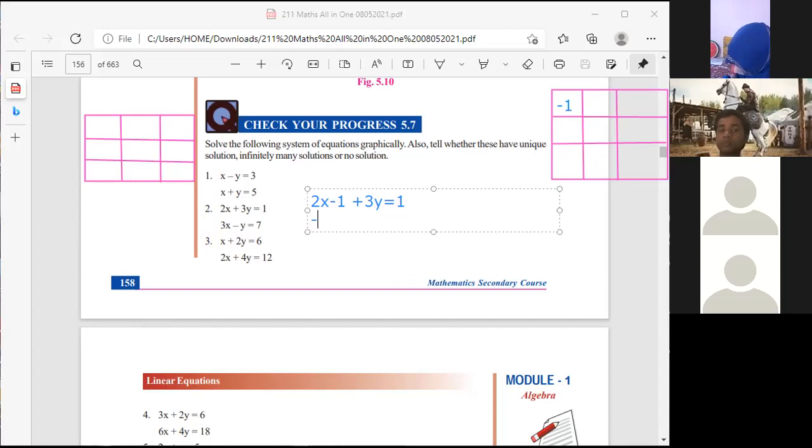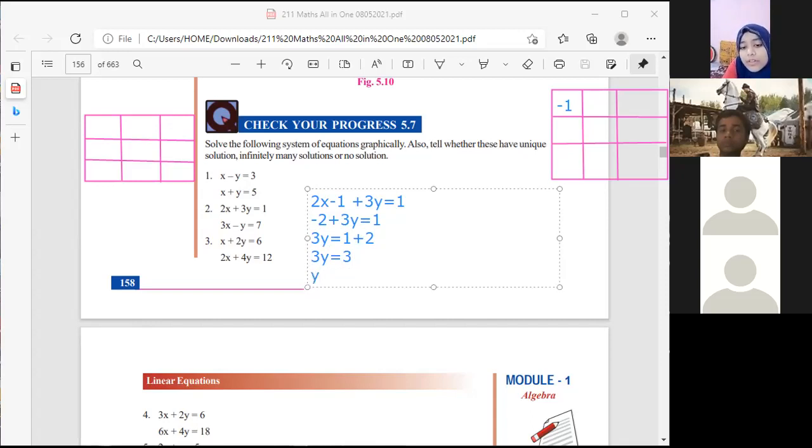So what am I going to get? Minus 2 plus 3y is equal to 1. That means 3y is equal to 1 plus 2, so 3y is equal to 3. Teacher, y becomes division. I already multiplied, no? 2 multiplied by minus 1 will be minus 2. So minus 2 when brought to the other side becomes plus. You don't have multiplication there. So now it is 3 by 3, so I'm going to get 1. Am I right, Safia?